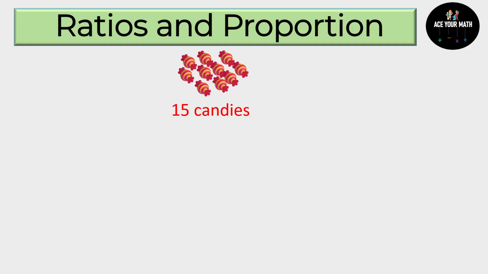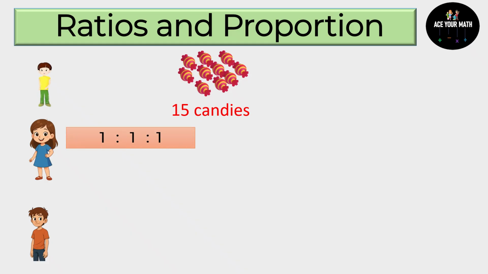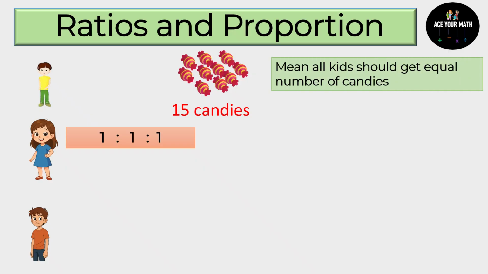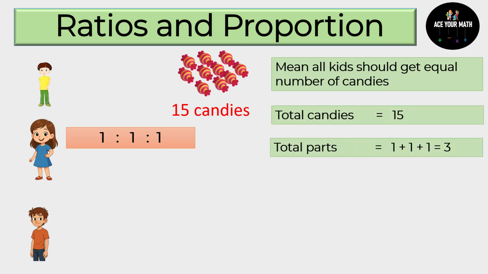Okay, now see one more question on ratios. Let's say there are 15 candies and three siblings. They were told to divide these candies in the ratio of 1 is to 1 is to 1. See, when it is written 1 is to 1 is to 1, it means all kids should get an equal number of candies. So all these three kids will get one part, one part, and one part. So how many total candies are there? There are 15 candies in total.